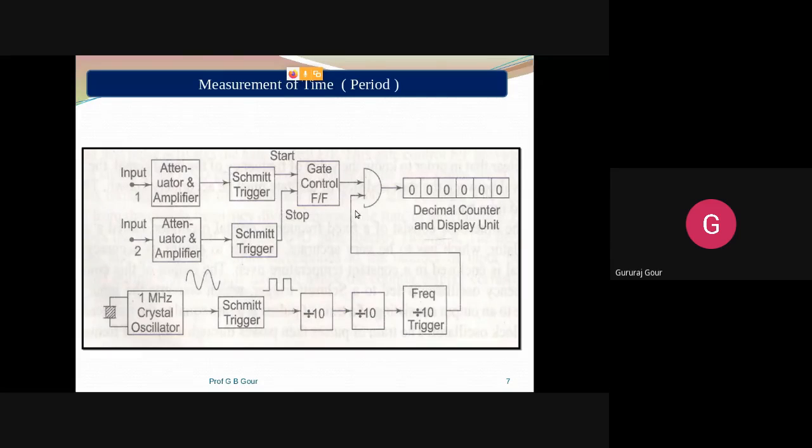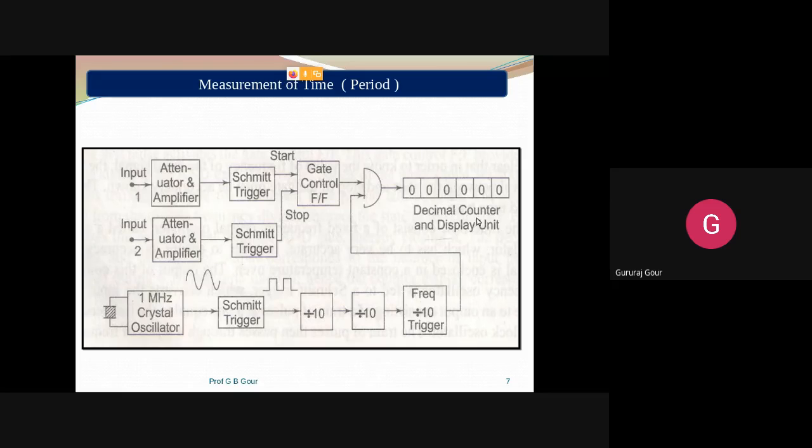Let me repeat. This is the main gate, guys. Once it gets the train of pulses at this point and the time-based selection at this point, both inputs are high, and the main gate will start sending these trains of pulses to the decimal counter to be counted.